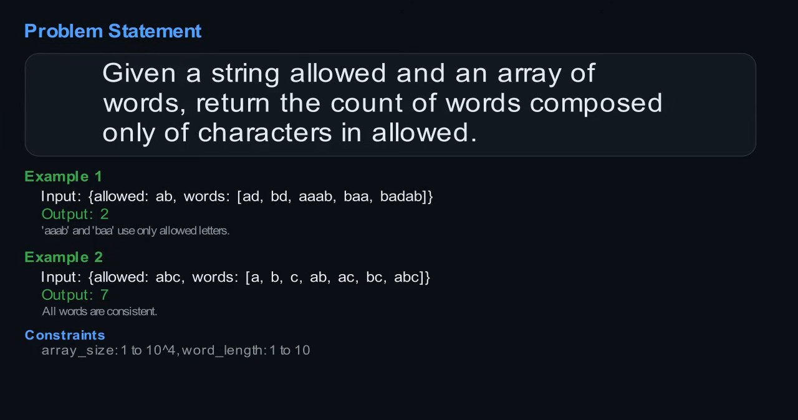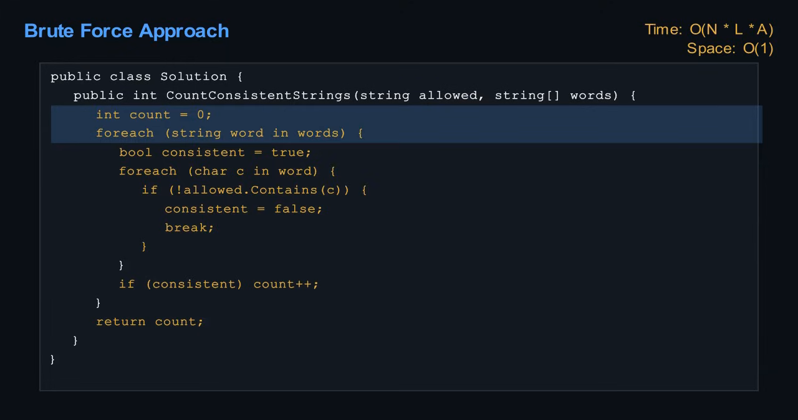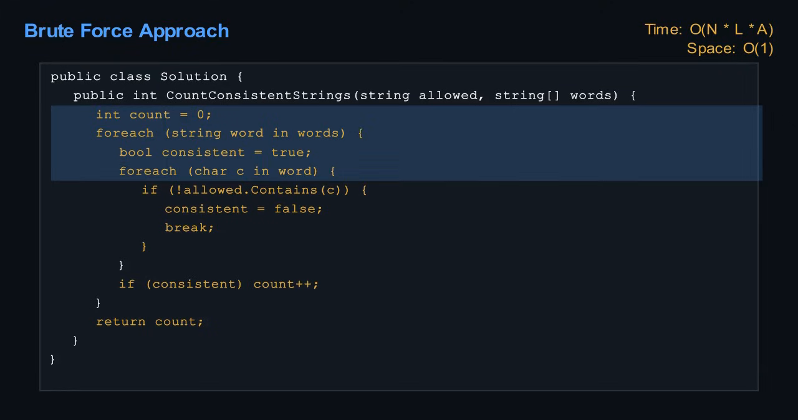For example, if allowed is ab, then ab is consistent, but add is not because d isn't allowed. A straightforward approach involves iterating through each word, and for every character within that word, checking if it exists in the allowed string. If we find any character not in allowed, we mark the word as inconsistent and move to the next word. Otherwise, if the inner loop completes without finding an invalid character, we increment our consistent count.